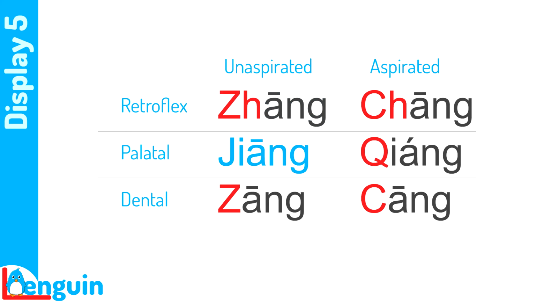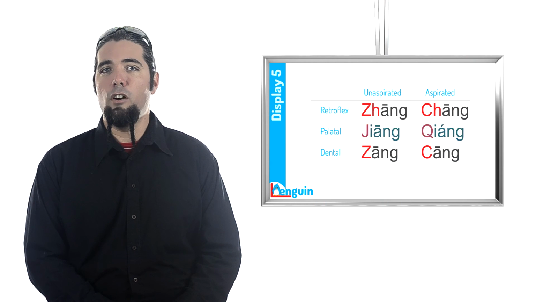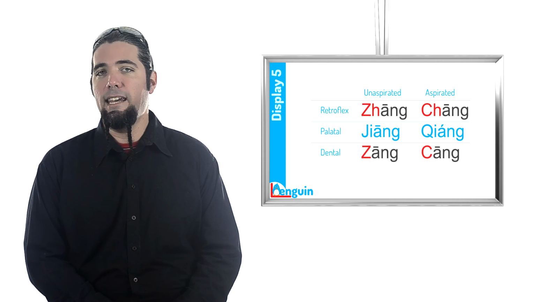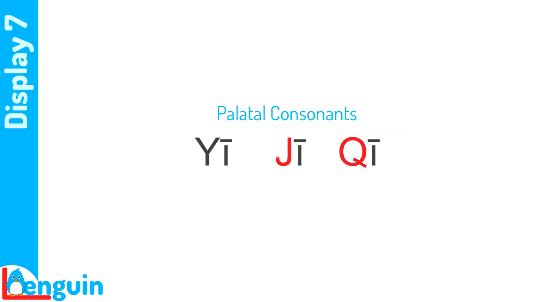Zhang, Jiang, Chang, Qiang. The consonants in the second row, written J and Q, are described as palatal consonants. This means that they're pronounced with the tongue in the position for the vowel E. Listen to the speaker read these surnames. Yi, ji, qi. Now try repeating them after the speaker, putting your tongue in the position for E before you start the consonant.